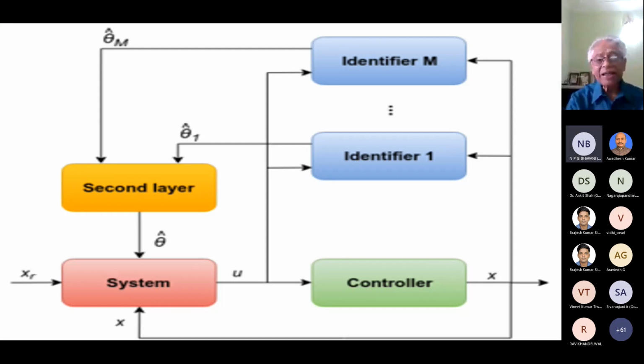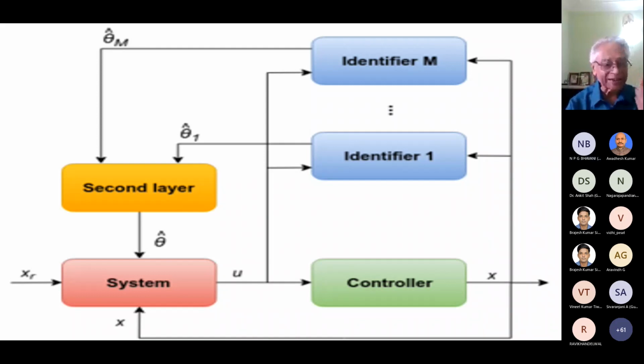And another thing is you may have so many identifiers. So identifier 1 to identifier M. It is dotted there. That means identifier 1, identifier 2, identifier 3, and so on up to identifier M. So what is there? You have theta 1 from identifier 1, theta M from identifier M, and theta is the output from the second layer. It goes from the first layer to the second layer, and the second layer output in the form of theta cap goes to the system, and the system output is also obtained from identifier M as X.